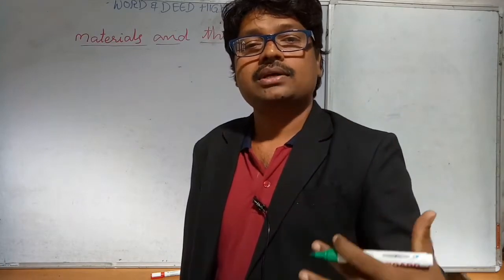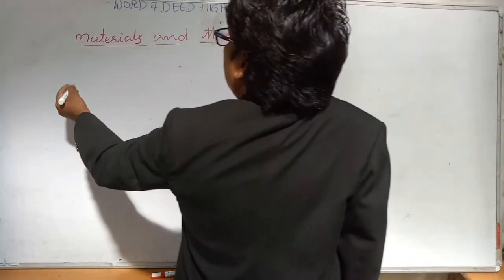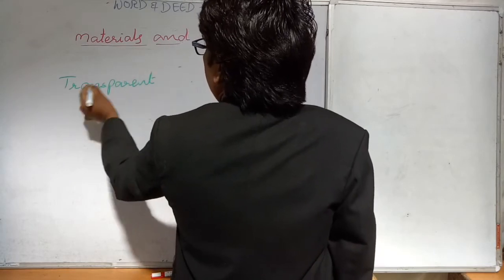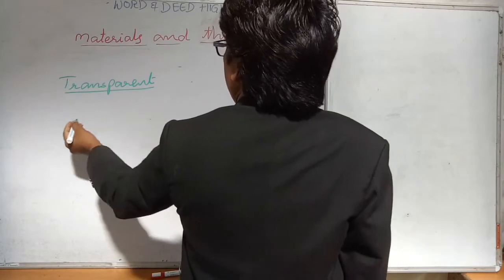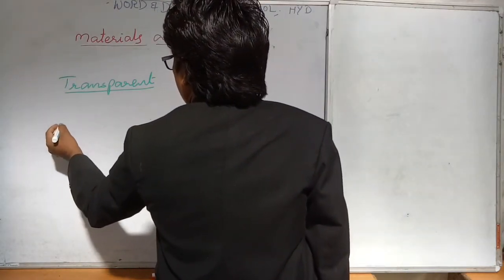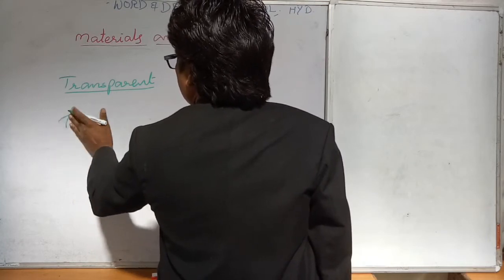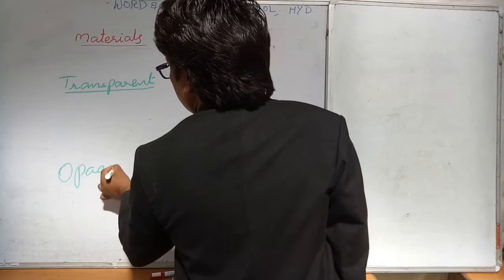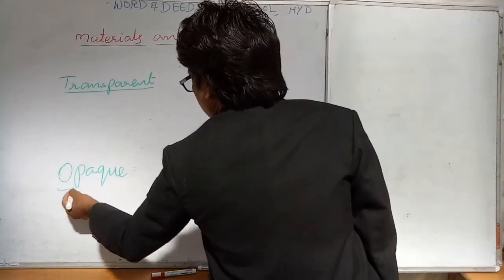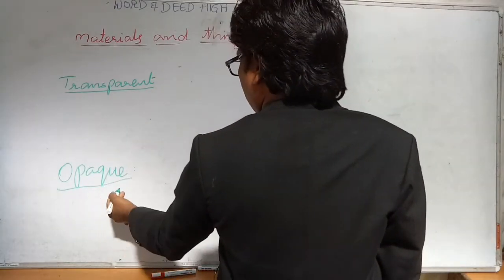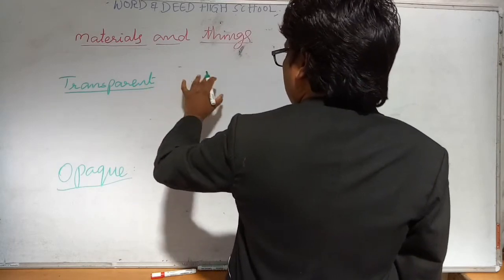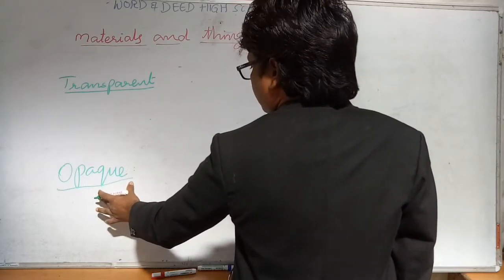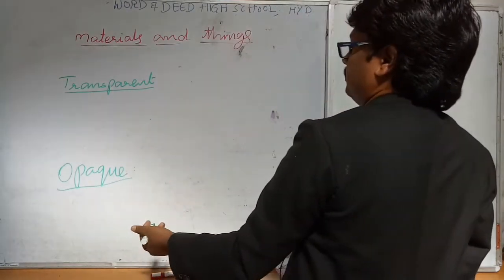The materials which can pass light through them are called transparent. Okay, and the materials which cannot pass light through them are called opaque. Transparent, opaque. Transparent materials are the materials which can pass light through them. Opaque materials are the materials which cannot pass light through them.